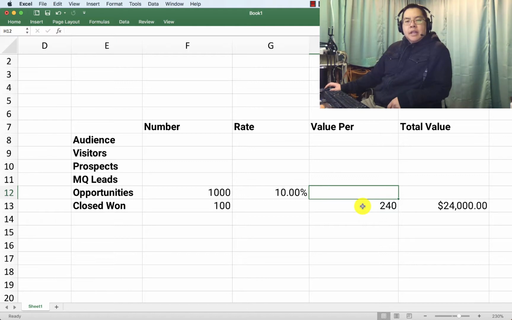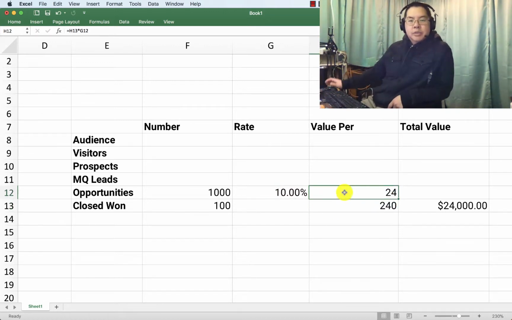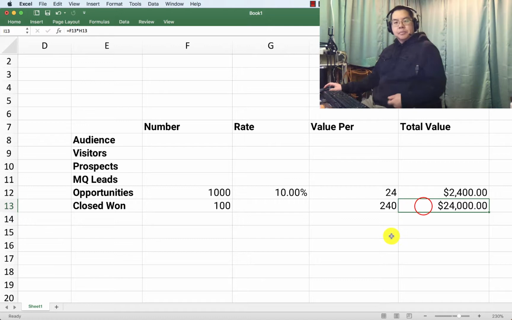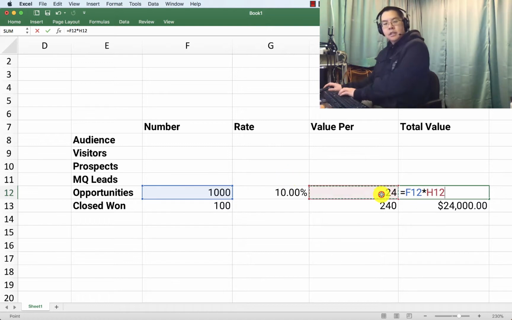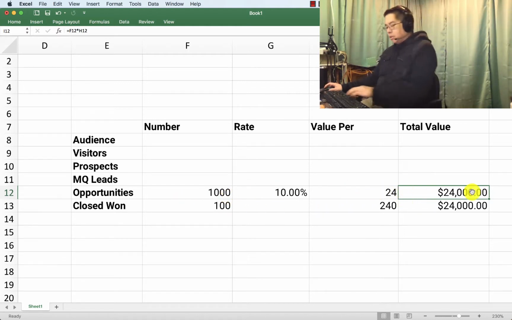So now, if the value per deal is $240 for closed deals, we're going to multiply this times this. So every opportunity is worth $24, right? Because 900 out of 1,000 don't close. They don't turn into business. We have that there. And then, of course, we're going to multiply this times this. Actually, I'm sorry. It should be this times this. The value should still be $24,000, right? Because logically, you have 1,000 opportunities at $24 per. So let's go ahead and just delete that.